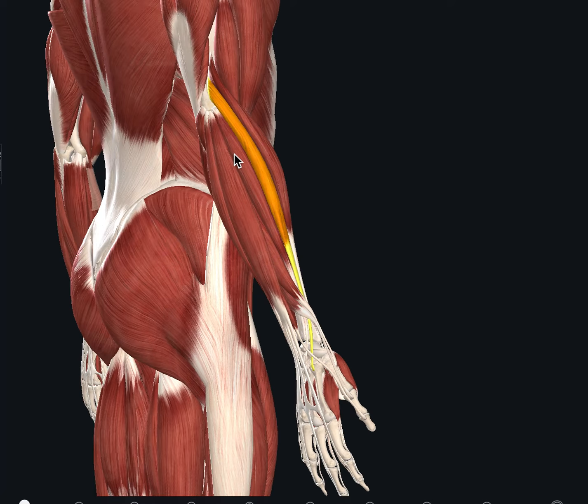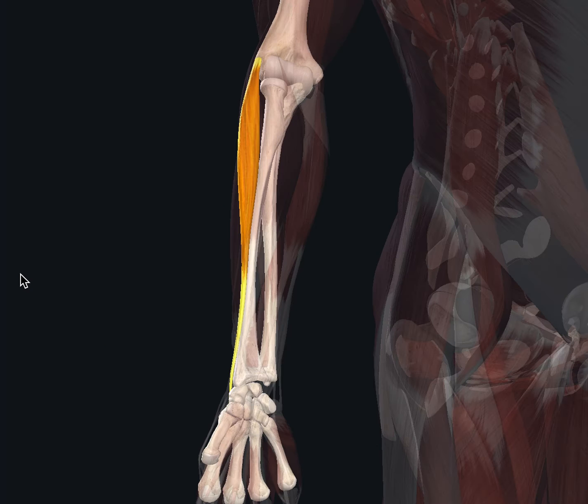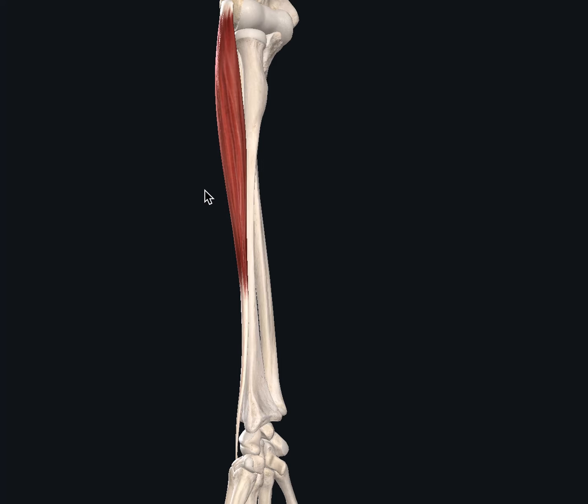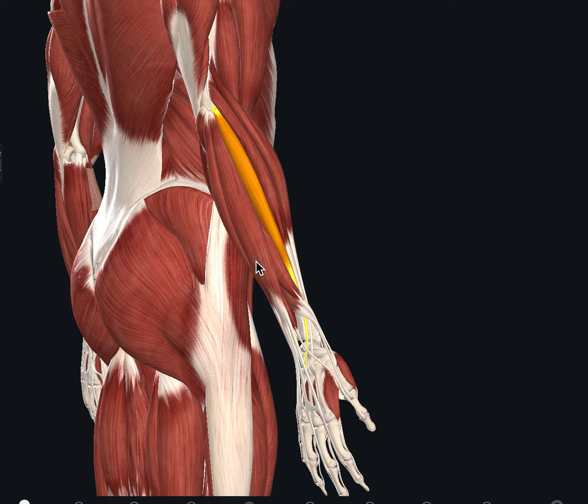Next one down, we have the extensor carpi brevis. So the longus was previous, and brevis now. Again, it starts off this time from the lateral epicondyle, and inserts into the dorsal aspect of the third metacarpal bone. Again, it is innervated by the radial nerve and also the posterior interosseous nerve. And the arterial supply is the radial recurrent artery, like always.